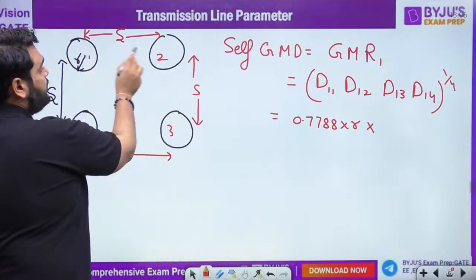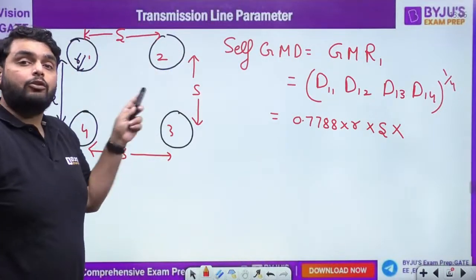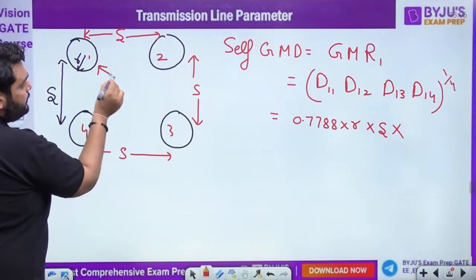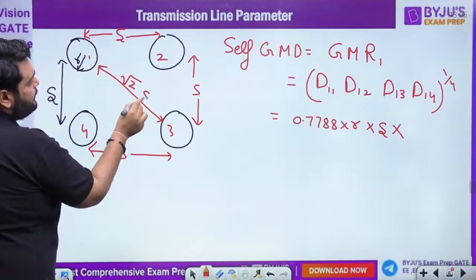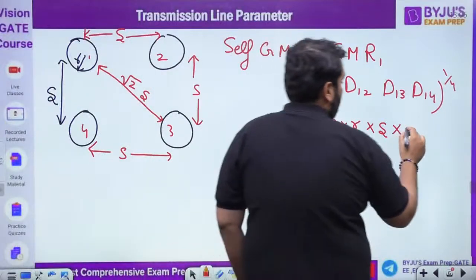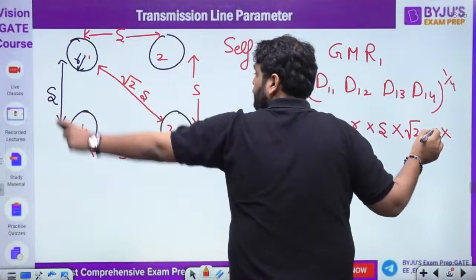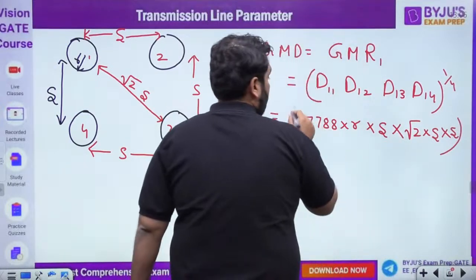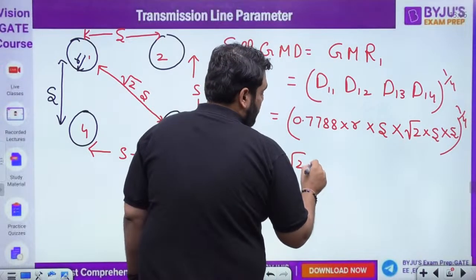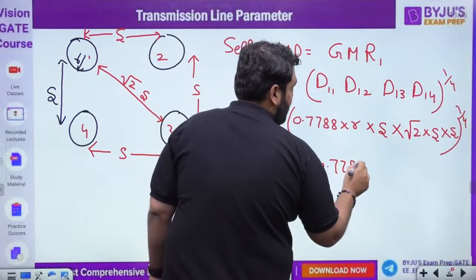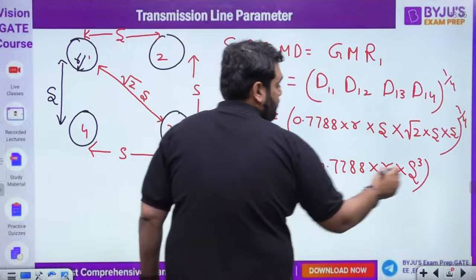Distance of the first subconductor with the second is equal to S. Distance of the first subconductor to the third: now this is important. Here you can see it forms the diagonal of a square. Now what is the formula of the diagonal of a square? It is root 2 multiplied by side. Now distance of the first with the 4 is also S, raised to power 1 by 4. So I can write it like this: root 2 multiplied by 0.7788 multiplied by R multiplied by S cube, raised to power 1 by 4.